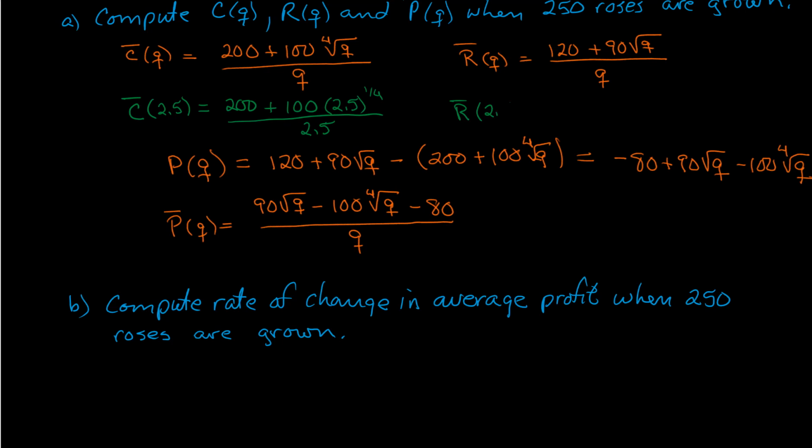once again, we got to be careful because Q is in hundreds. So we're going to use 2.5 is going to be 120 plus 90 times the square root of 2.5 divided by 2.5. This, when simplified, gives us the average revenue. Okay, the revenue per rose bush. Every time we sell a rose bush, this is how much money goes into the cash register.